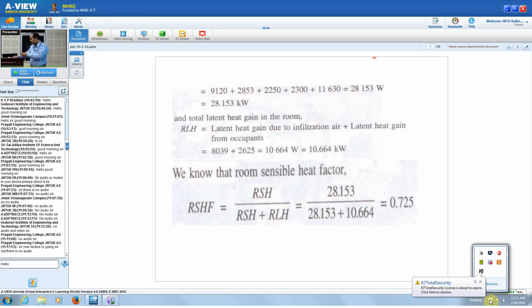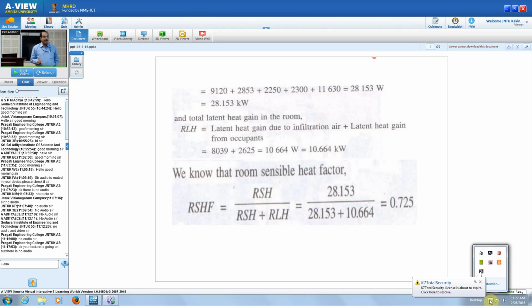It is latent heat gain due to infiltration air. This is the latent heat gain from the occupants. So it is there, you have the calculated value. And then the occupants you have calculated, that is 105 to 25. So finally you will get the 10.6 level.